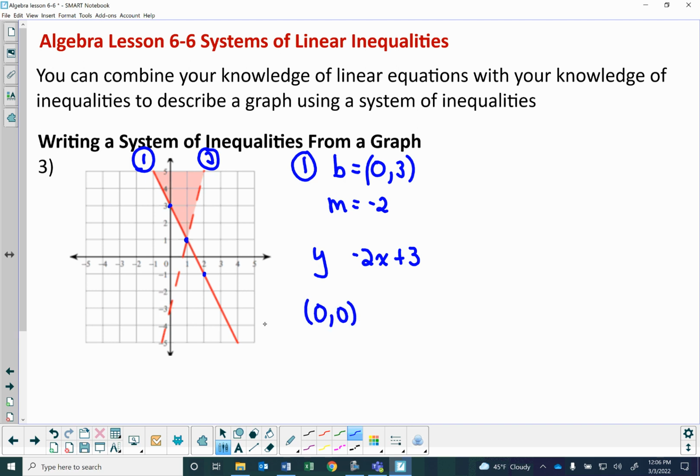Okay? And I'm thinking it looks like it's above the line or to the right of the line, so I'm going to think greater than or equal to. Okay, so that's what I'm going to test. I'm going to test to see if this greater than or equal to is actually correct.